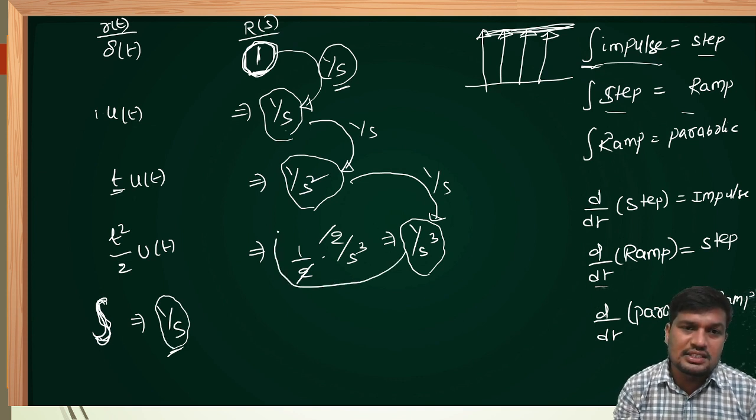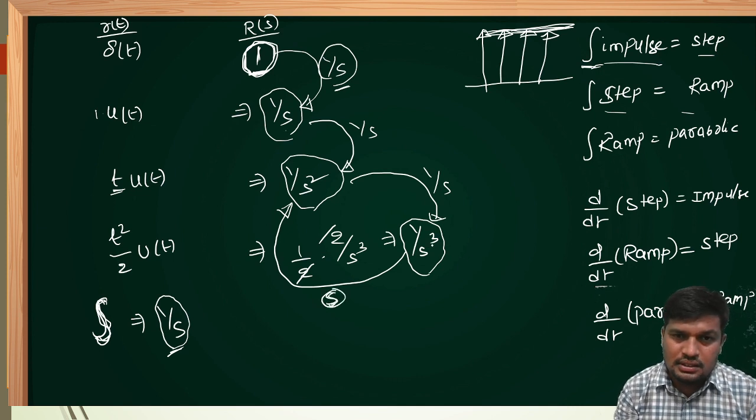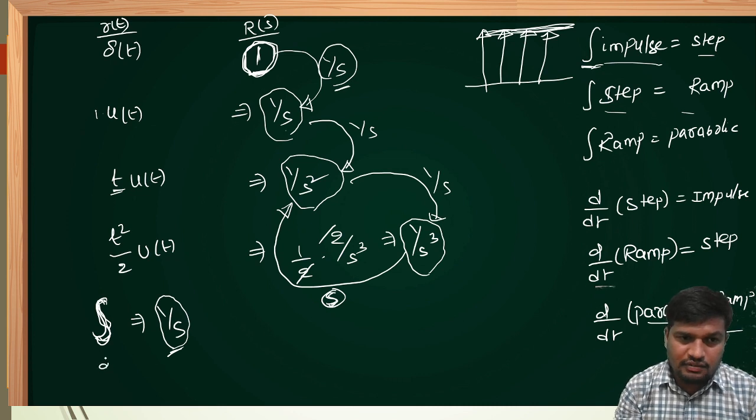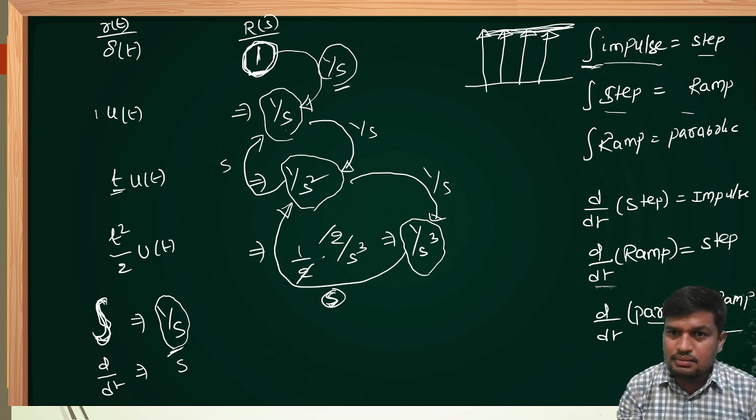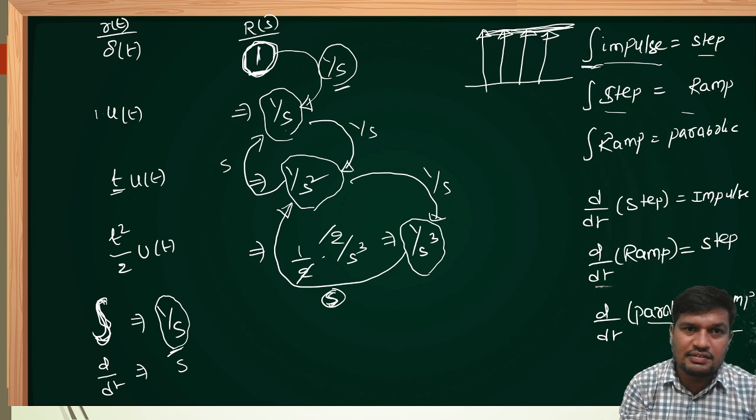Dear friends, in reverse, 1 by s cube becomes 1 by s square just by multiplying s. That means parabolic becomes ramp by differentiation. Here parabolic becomes ramp by multiplying s. Therefore, wherever a differentiator appears in a control system, that is nothing but s. Once again, the ramp becomes step by multiplying s, 1 by s square into s will be 1 by s. Once again, the ramp becomes step by differentiation, therefore s is nothing but a differentiator.